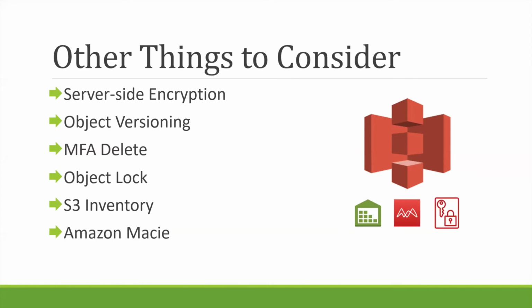S3 inventory can help you keep track of exactly what's in your buckets, and perhaps if you've got some crazy ACLs out there. And Macie uses machine learning to classify the types of data you have in here, which again might be a way of detecting PII where it's not supposed to be. And that, I think, is it.